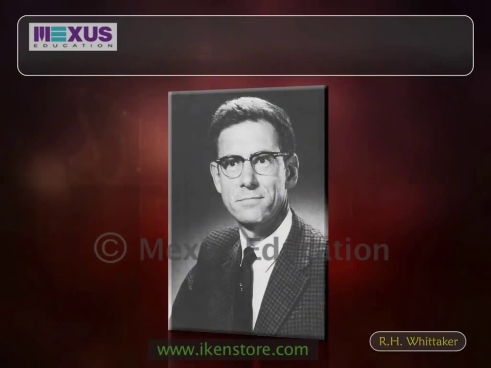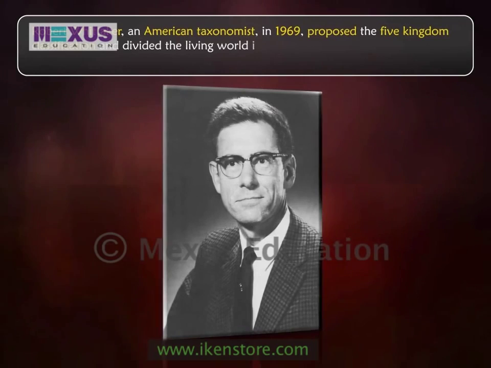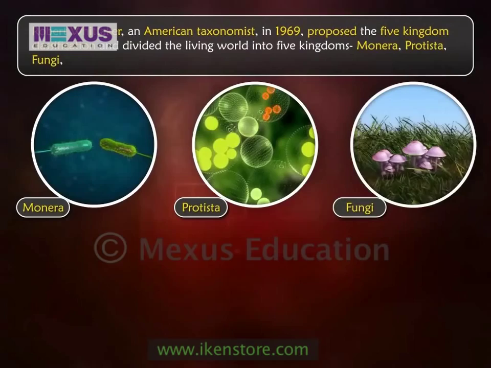Subsequently, R. H. Whittaker, an American taxonomist, in 1969, proposed the five kingdom classification and divided the living world into five kingdoms: Monera, Protista, Fungi, Plantae, and Animalia.